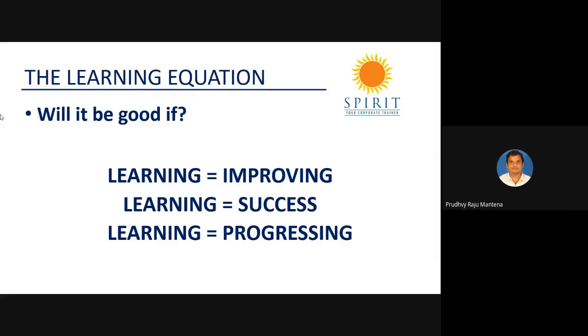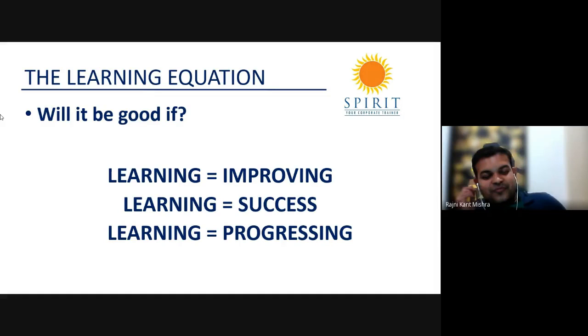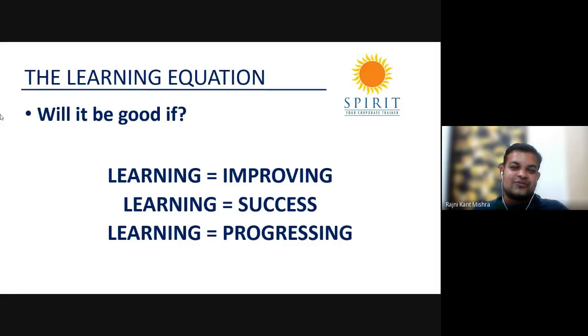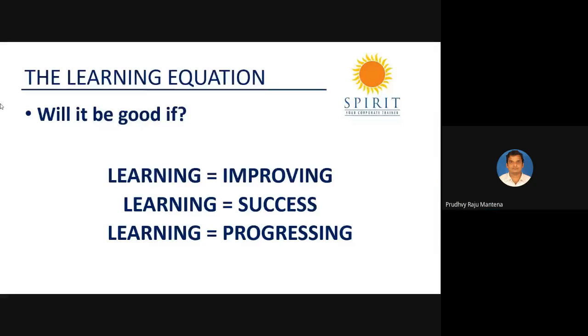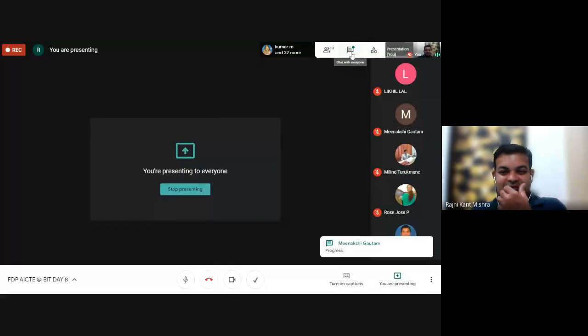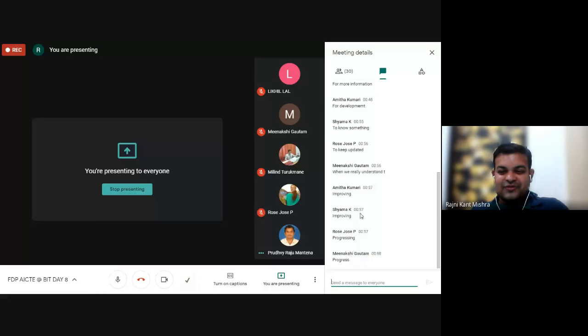Learning is equal to progressing, sir. Okay, fantastic. I choose improving. Okay, great. I suppose that was Nikhil Lal, sir. Yes, thank you so much, sir, for responding. So, Nikhil also has chosen learning is equal to improving. Prithviraj sir has chosen learning is equal to progressing. How about others? What would you choose? This is a very simple answer that you can give. Amita Kumari ma'am and Shama ma'am are writing improving, Rose Jose ma'am and Meenakshi Gautam ma'am are writing progressing.